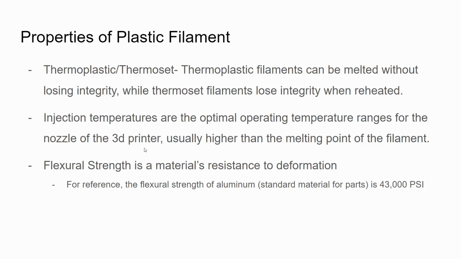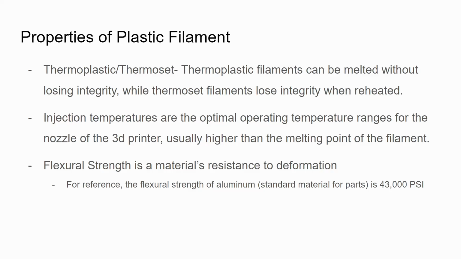Now let's go over some of the main properties that we'll talk about. First we have the thermoplastic and thermoset filaments. Most plastics will be thermoplastic when it comes to 3D printing. Thermoplastic filaments can be melted down without losing their structural integrity, while thermoset filaments tend to lose the integrity when reheated. Injection temperatures are the optimal operating temperature ranges for the nozzle of the 3D printer, and those are usually higher than the melting point of the filament itself.